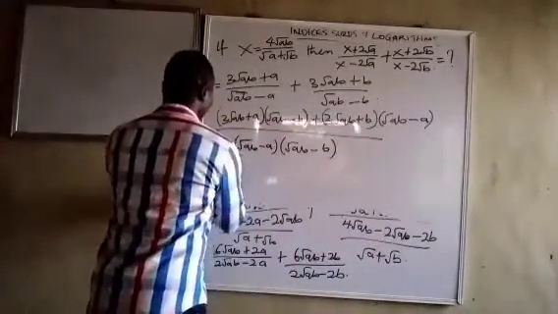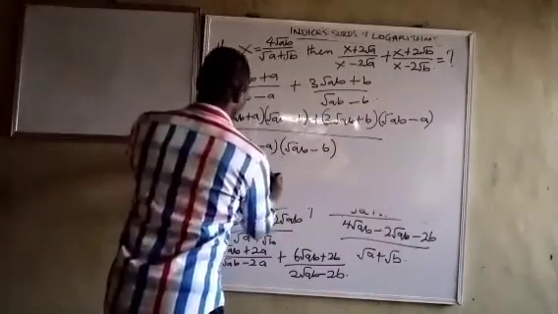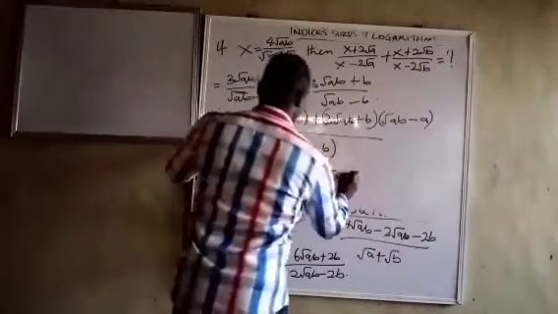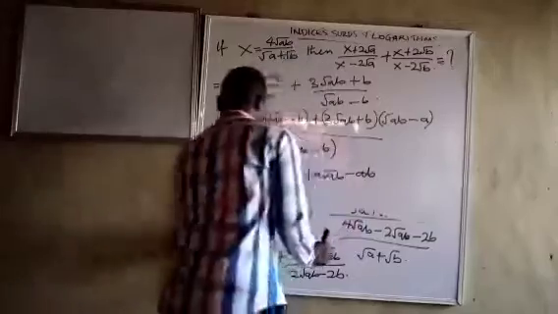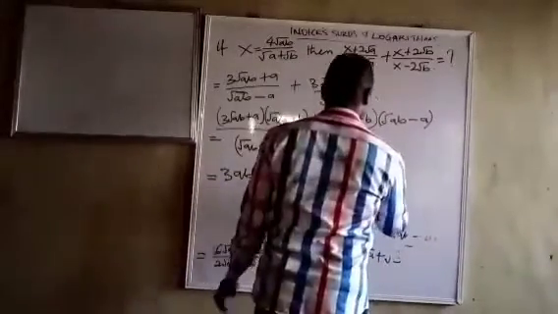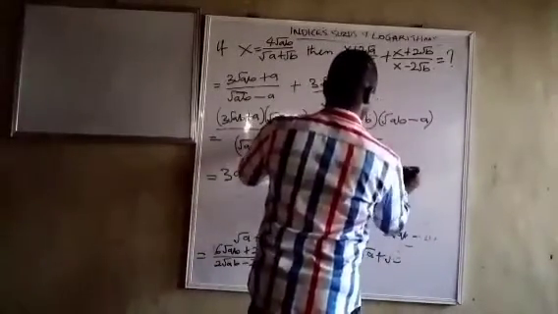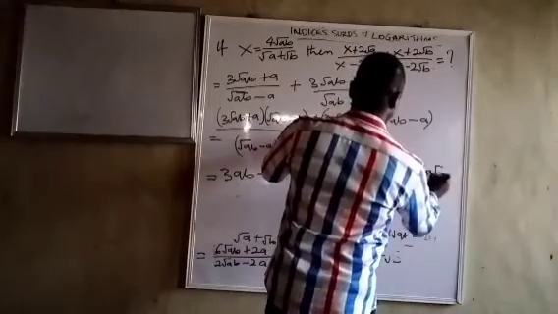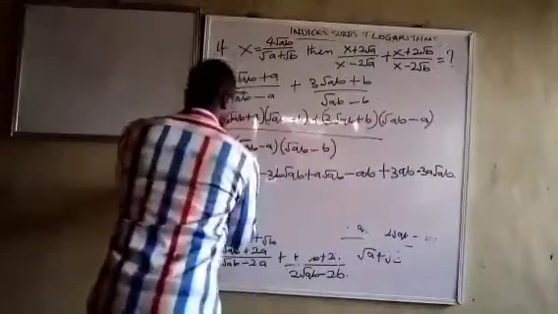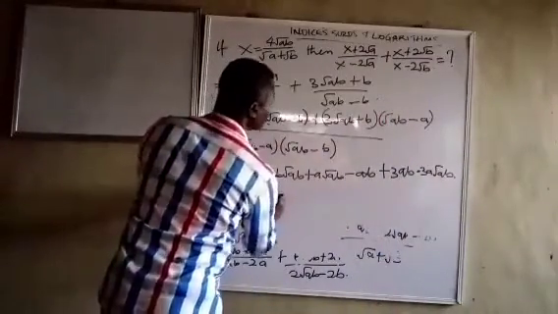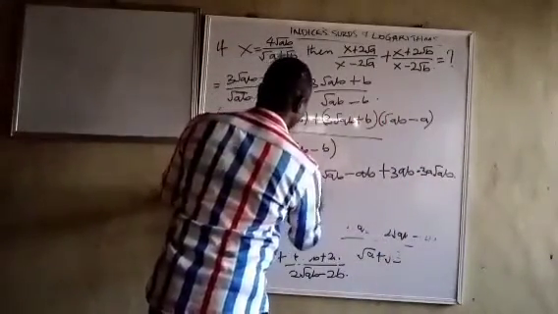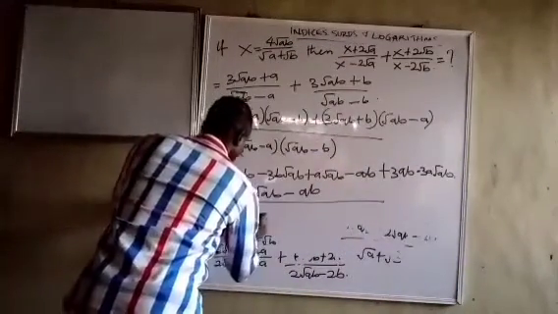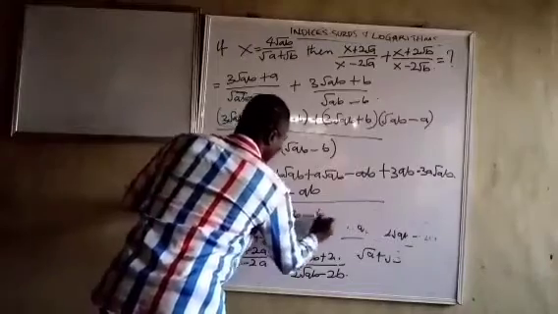So this one is now going to give me 3AB minus 3B root AB plus A root AB minus AB, plus 3AB minus 3A root AB plus B root AB minus AB, all over (root AB minus A) into (root AB minus B).